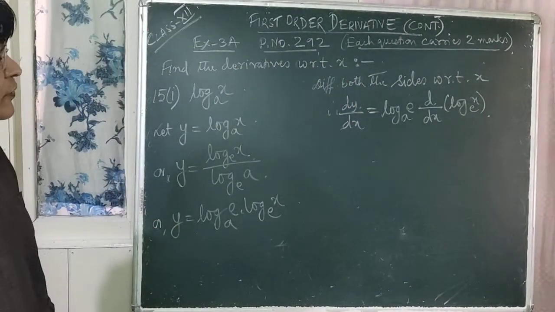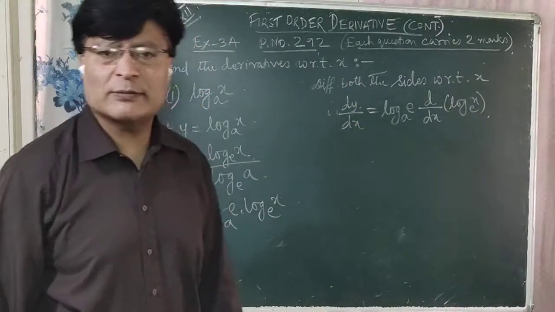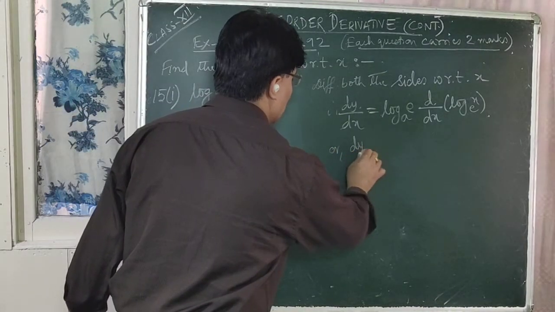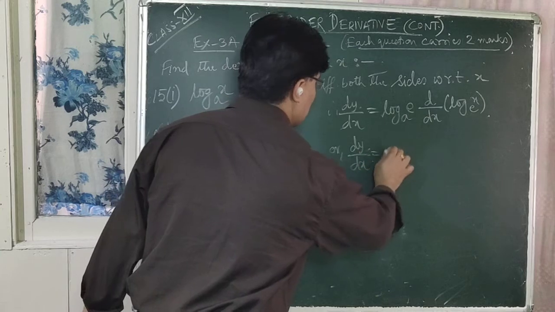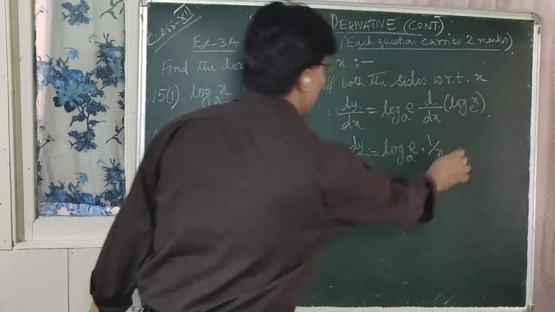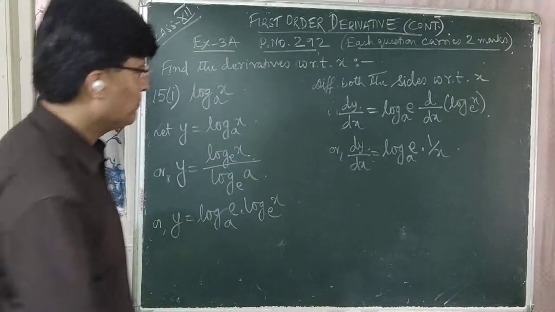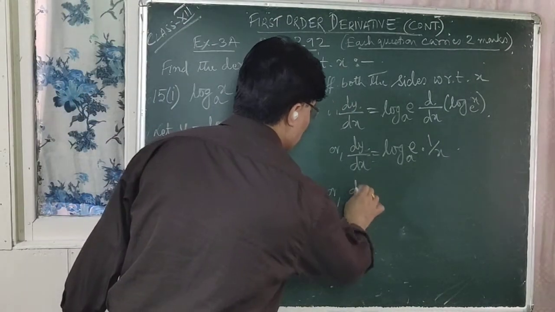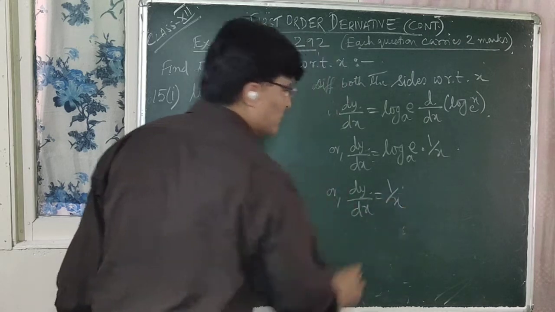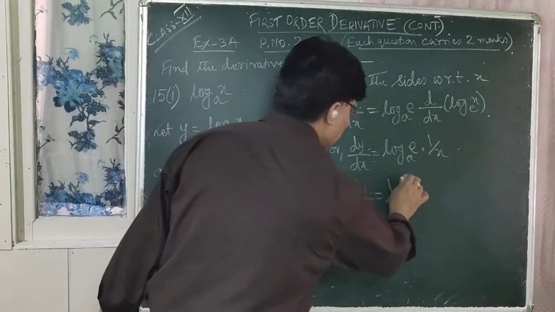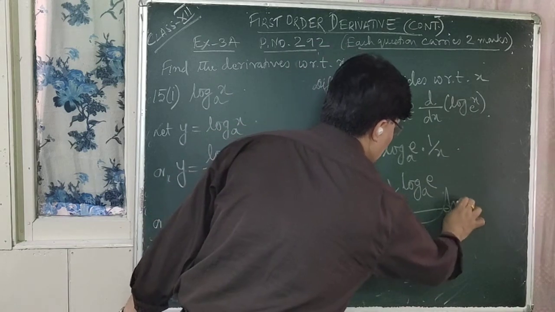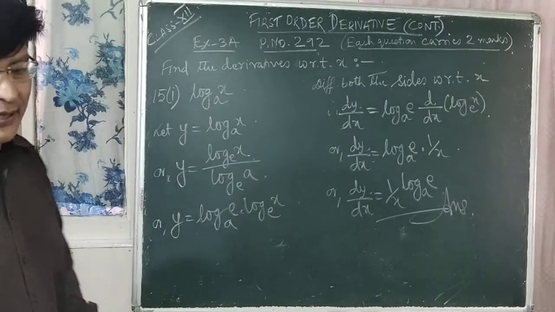Is it clear to all of you? What is d by dx of log x base e? It is 1 upon x. So dy by dx is equal to log e base a into 1 upon x. Or you can write 1 upon x before log e base a. So 1 upon x, and it is log e base a. This is the final answer.